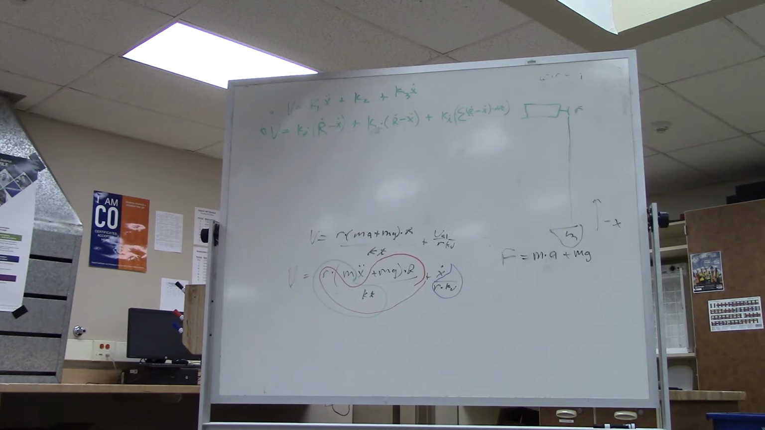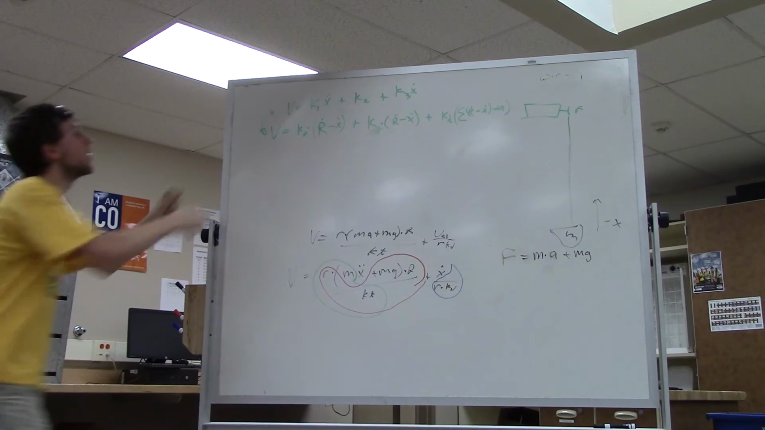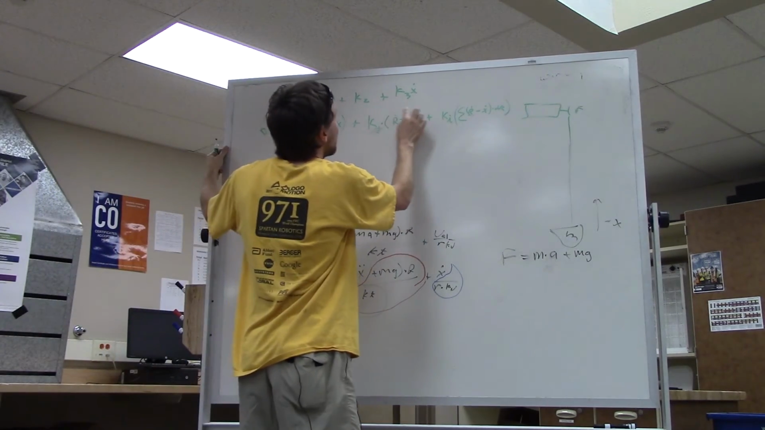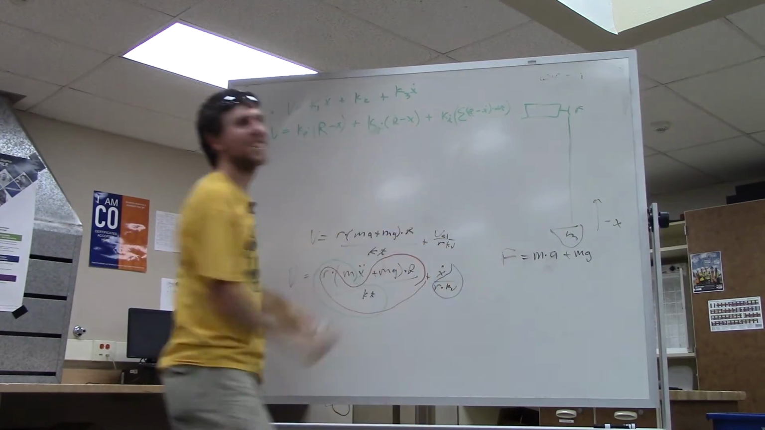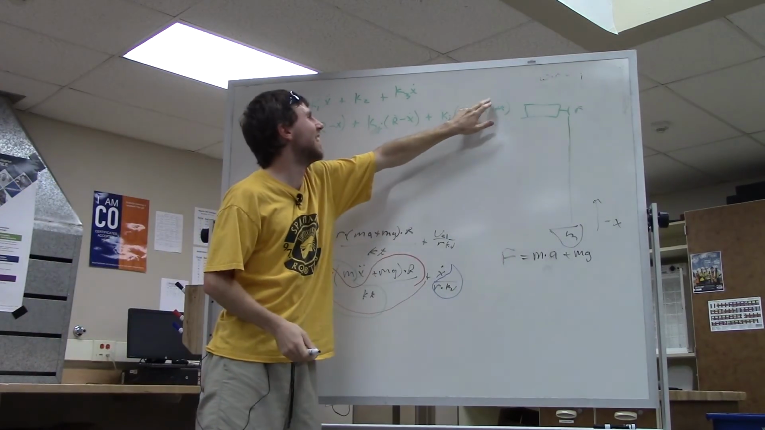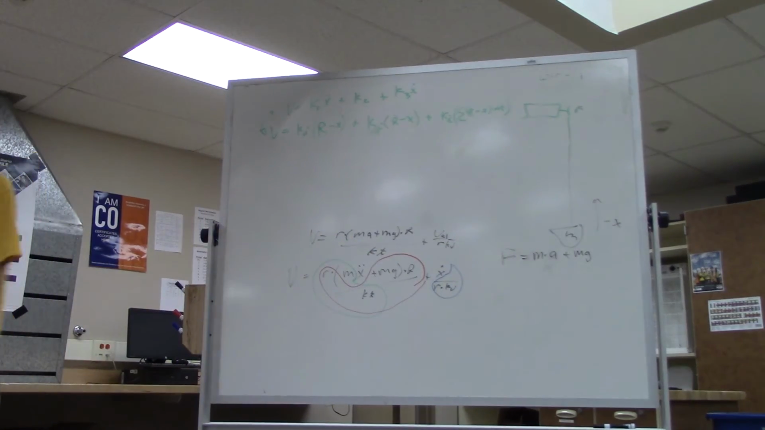What would it look like with the position loop? Yep, you just drop a derivative.